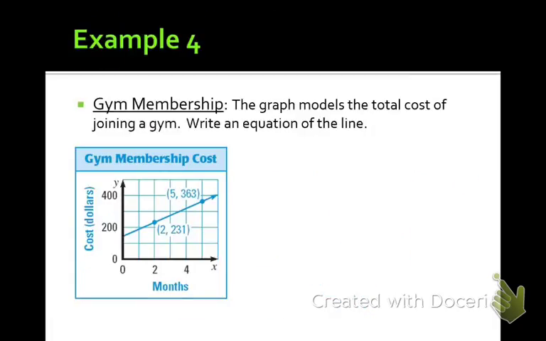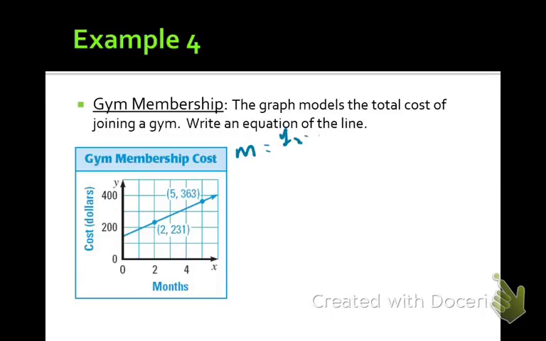Now, what can lines tell us? Here is a graph that talks about the gym membership. It models the total cost of joining a gym. Write an equation of the line, okay? Now, we can do this the same as before, only we have to find the slope ourselves.